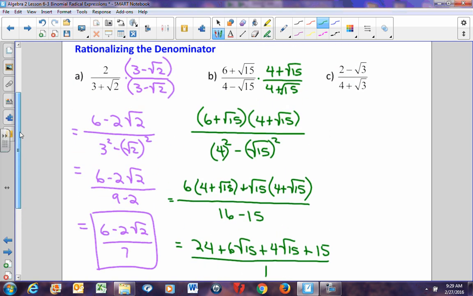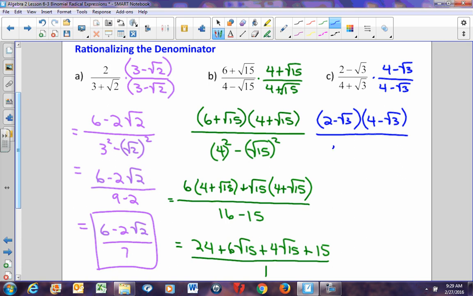Okay, last one. (2 minus the square root of 3) divided by (4 plus the square root of 3). So my conjugate is 4 minus the square root of 3. Multiply everything by (4 minus the square root of 3) over (4 minus the square root of 3). So on the top, we're going to have 2 minus the square root of 3 times 4 minus the square root of 3. On the bottom, we're going to end up with 4 squared minus the square root of 3 squared.